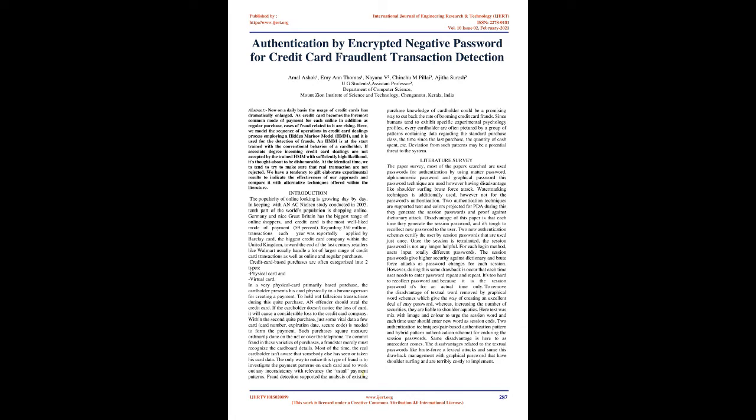Introduction. The popularity of online shopping is growing day by day. According to an AC Nielsen study conducted in 2005, one tenth of the world's population is shopping online. Germany and Great Britain have the biggest number of online shoppers, and credit card is the most preferred mode of payment, 59%. About 350 million transactions each year were reportedly handled by Barclaycard, the biggest credit card company in the United Kingdom. Toward the end of the last century, retailers like Walmart usually handled a much larger number of credit card transactions, including online and regular purchases.